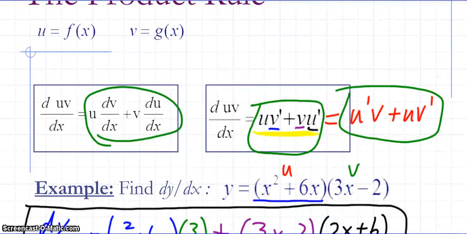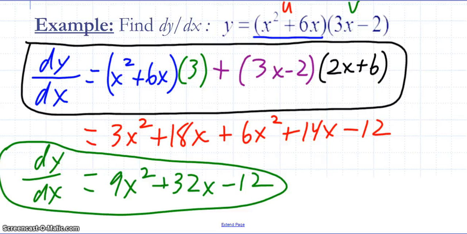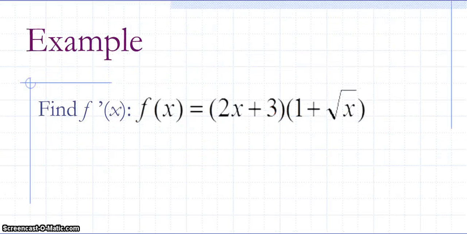So now maybe you're saying, well, that wasn't really much easier. I still had to FOIL things out and combine like terms. How is this useful? Well, what if the like terms aren't as nice? So I want you to find f prime of x, where f of x equals 2x plus 3 times 1 plus the square root of x. Pause the video, unpause when you're ready to check your work.